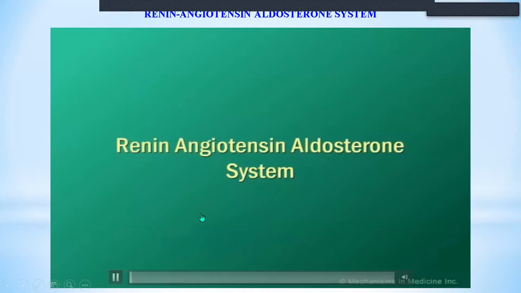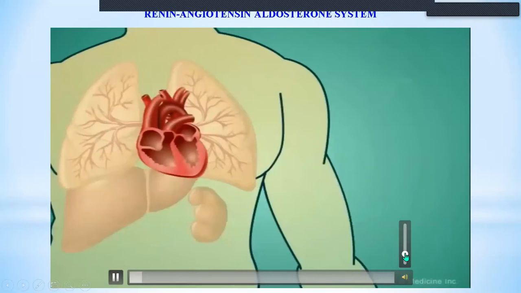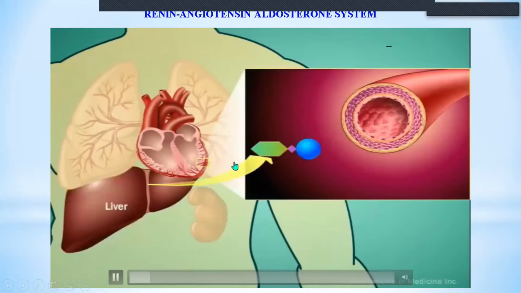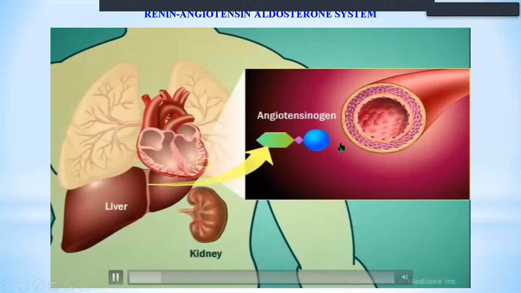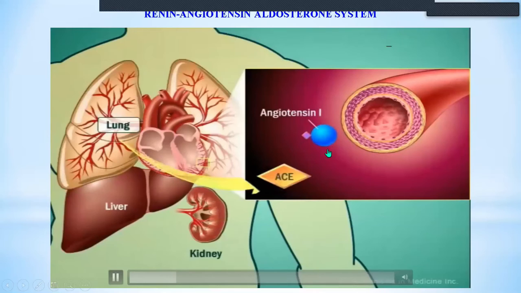So here the renin-angiotensin-aldosterone system is present, and it is very important in maintaining the blood pressure. The liver produces angiotensinogen, and angiotensin is involved in blood pressure maintenance. The kidney produces renin, whereas angiotensin 1 is formed and then acted on by the ACE enzyme. The lung produces the angiotensin converting enzyme.